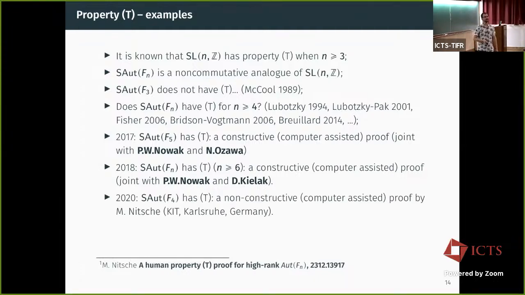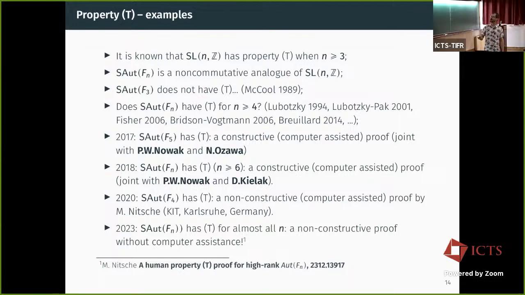But there is some very interesting recent development in 2020 and 2023. Martin Nitsche, a colleague of mine from KIT, right now has a very recent proof that SAut(F_n) has property T for almost all n without using a computer. And here you have the reference to this paper.